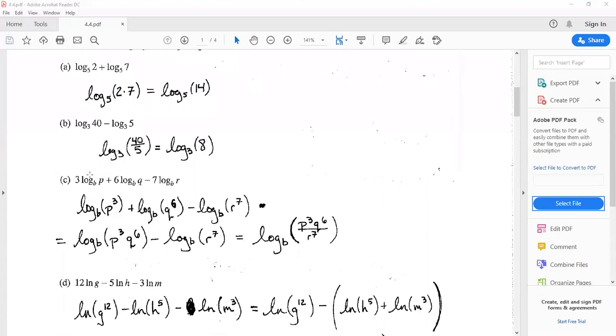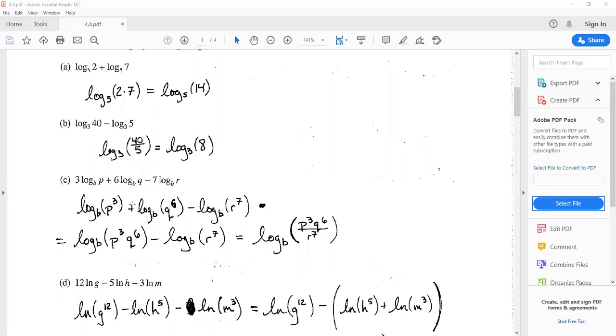Okay, the next one's a little bit more abstract and lengthy, but we'll go for it. They give us 3 log base b of p plus 6 log base b of q minus 7 log base b of r. So I'm going to first use rule 7 here and simplify each one of the logarithms by yanking the exponent back upstairs. So we get log base b of p cubed plus log base b of q to the 6th minus log base b of r to the 7th.